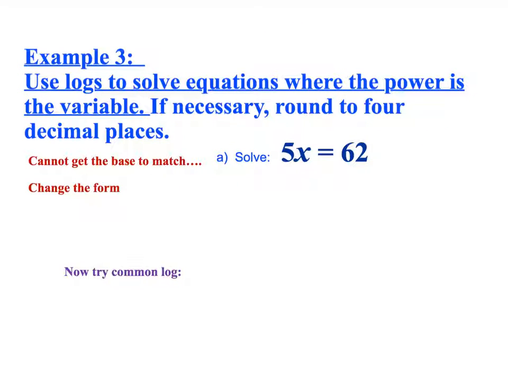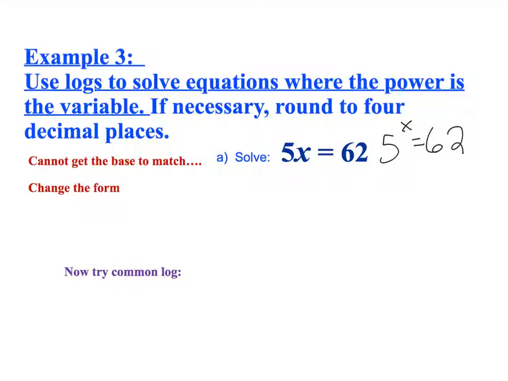Okay, now here we're solving. So this is where we're going to learn another strategy for solving logs or exponentials. The first thing we want to think about is this is written wrong. This should be 5 to the x equals 62.